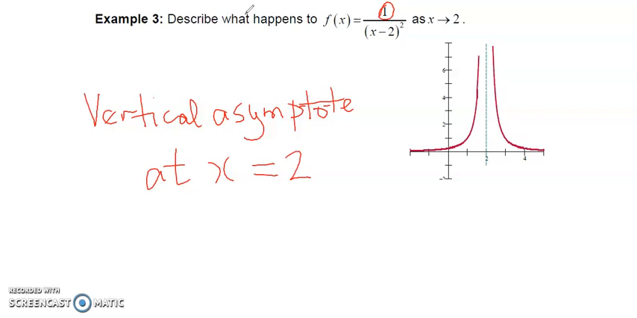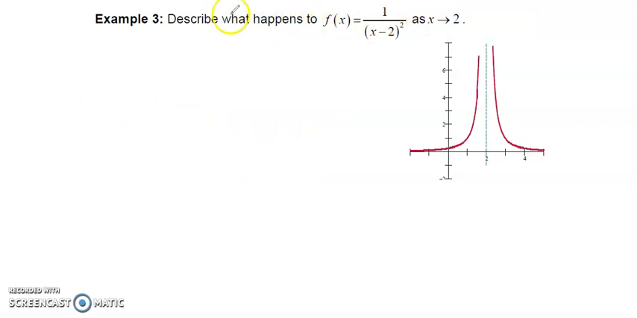That's your domain there, by the way, as well. x is not allowed to equal 2. So that's how you can tell where the vertical asymptotes are located if they exist at all. Look for removable and non-removable discontinuities. Non-removable will give you your asymptote.